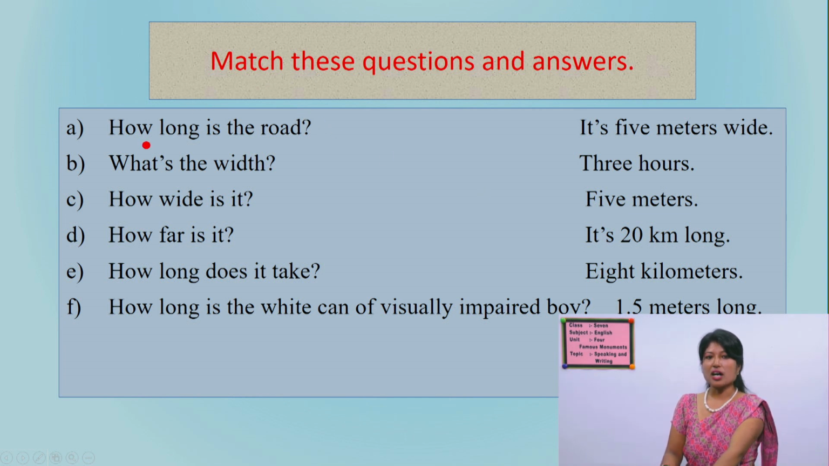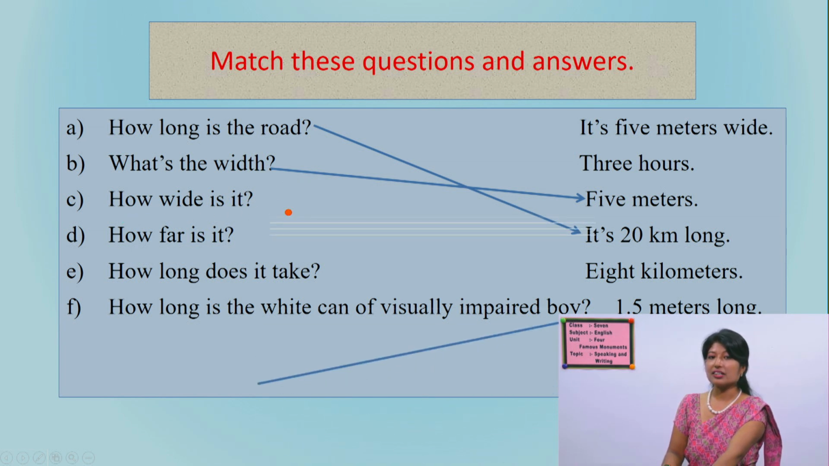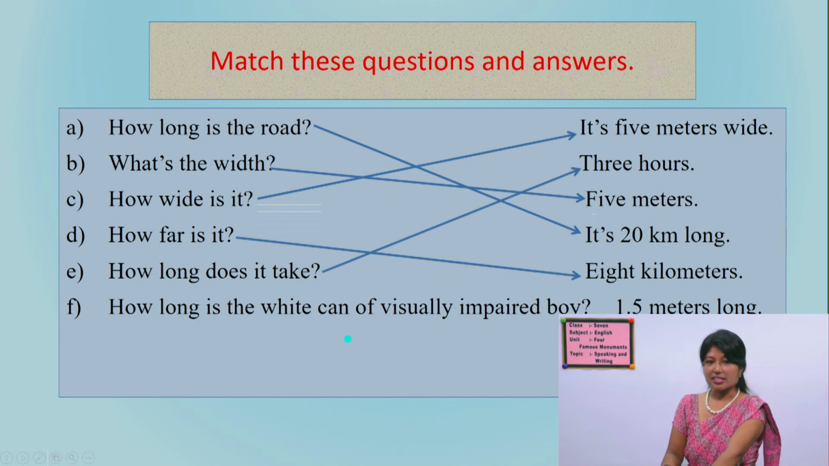Okay, let's see. How long is the road? Yes, the answer is it's 20 kilometers long. What's the width? We can say the width is 5 meters. How wide is it? How to answer? It's 5 meters wide. How far is it? 8 kilometers. How long does it take? 3 hours. And finally, how long is the white cane?